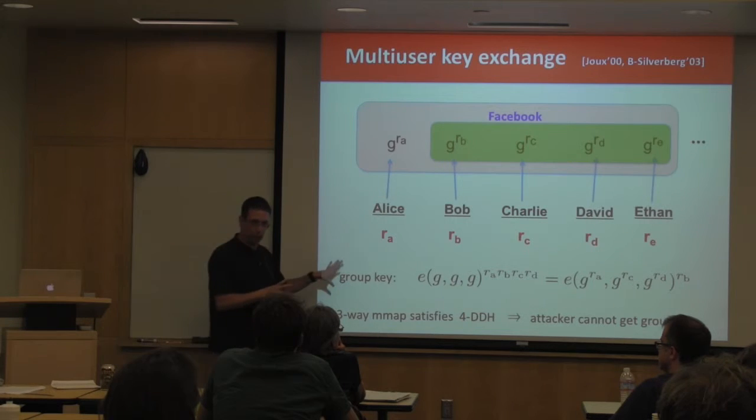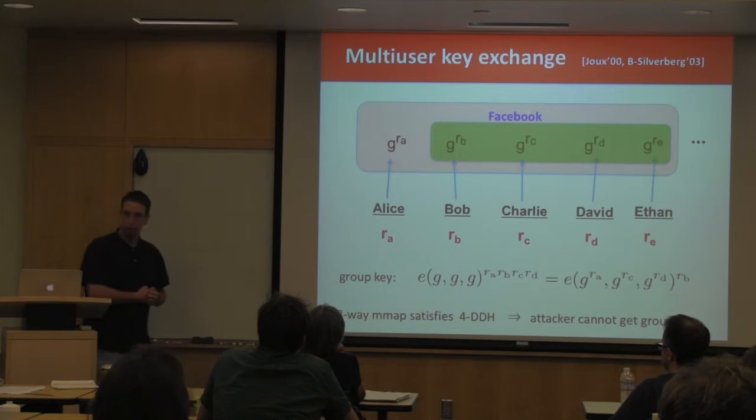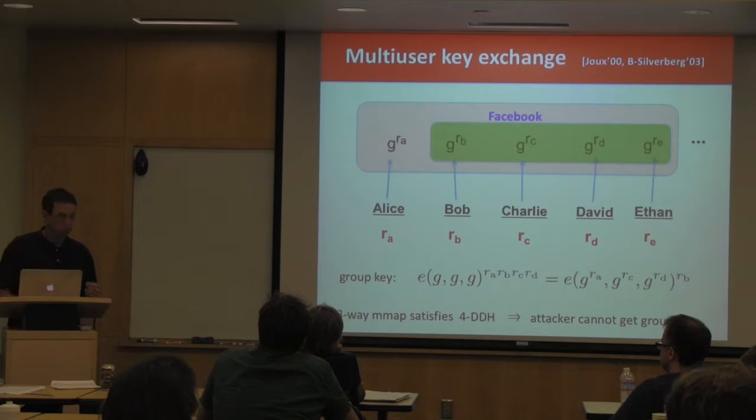I just wanted to give you one application for these multilinear maps, so you see why we're so excited about them. So far, so good? Is this clear? Really easy to explain and a simple application. Any questions on this?